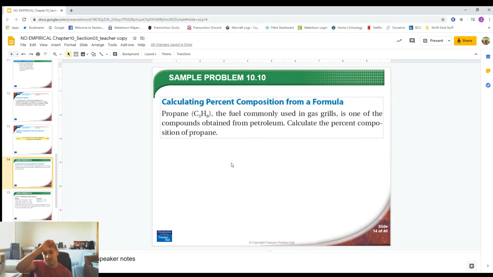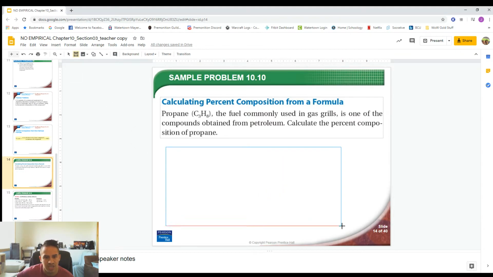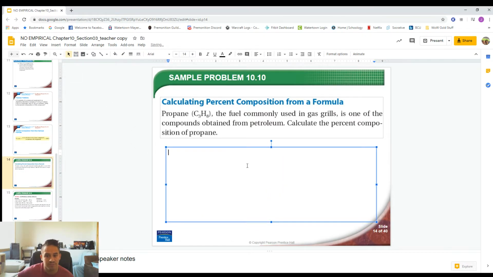So here's an example. Propane, C3H8, a fuel commonly used in gas grills, is one of the compounds obtained from petroleum. Calculate the percent composition of propane. So in this problem, they want us to take this C3H8 and break it down to tell them what percentage of it is carbon and what percentage of it is hydrogen.